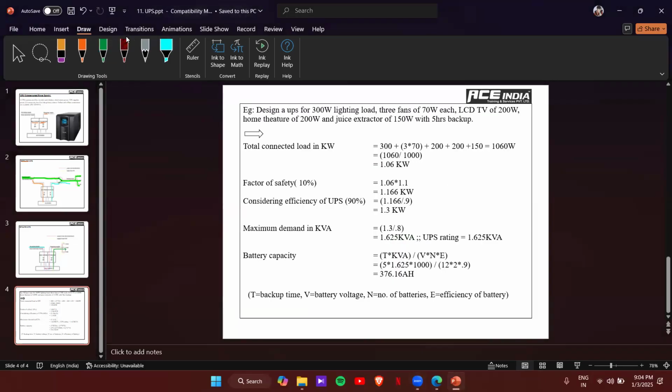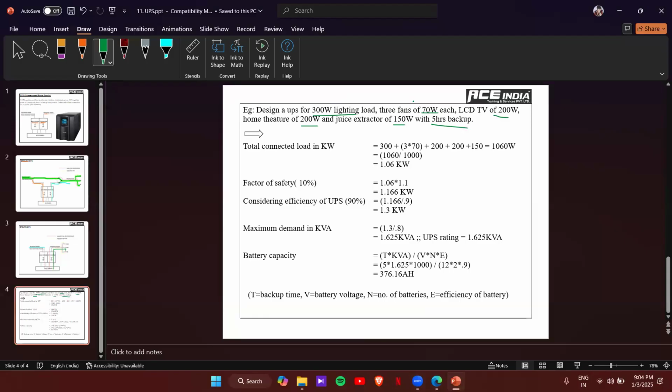Design a UPS for a 300 watt lighting load, 3 fans of 70 watt each, an LCD TV of 200 watt, a home theater again 200 watt, and a juice extractor of 150 watt, with a 5 hours backup. These are the components you are supposed to connect to the UPS backup system, and we need a backup of at least 5 hours.